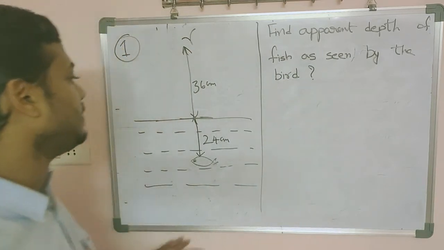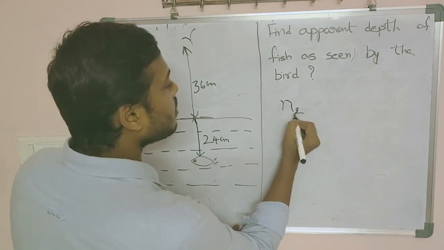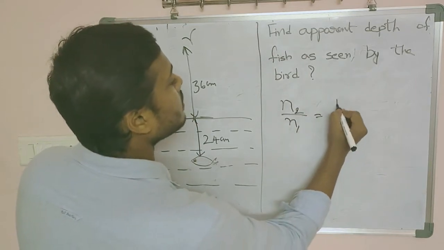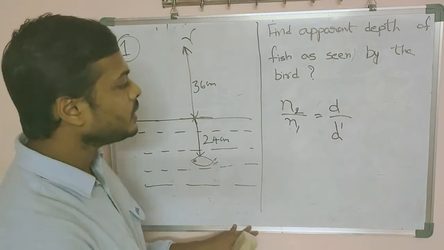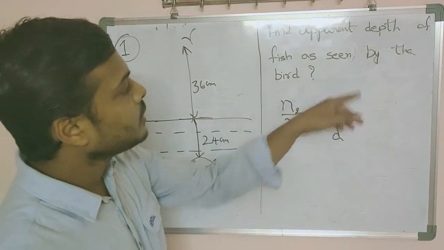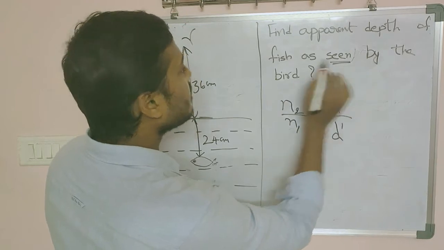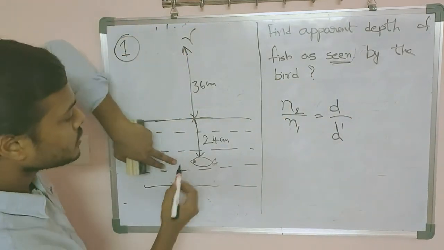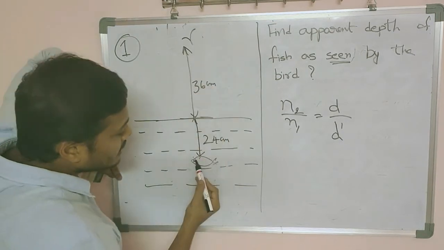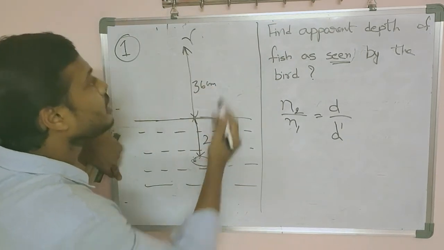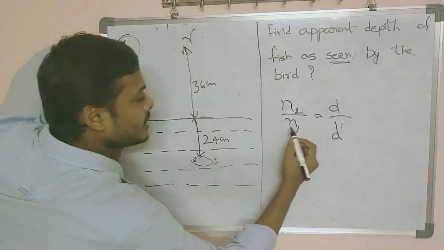So this is the question. Now we have only one formula here, that is N2 by N1 is equal to d by d dash. What is N2? See, read the question properly. Find the apparent depth of fish as seen by the bird. Bird is seeing fish, right? So light ray has to come from bird towards fish. That means light ray is coming from fish towards bird. Light ray is coming from fish.